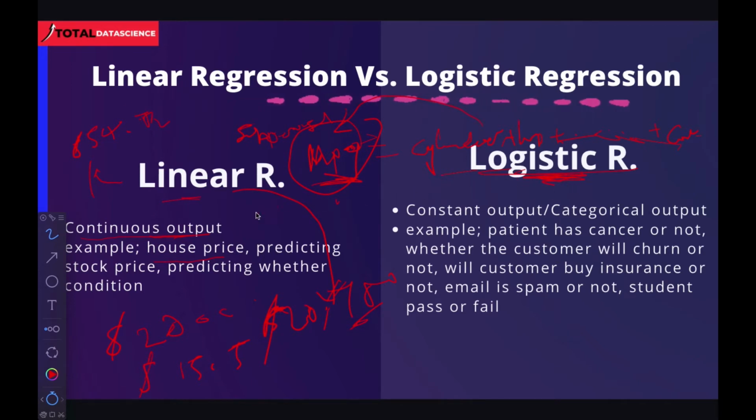So if linear regression can help us do all these, why do we still need logistic regression? You might have a situation where you need to predict a categorical output. For example, whether a patient will have cancer or not, or whether a customer will churn or not.